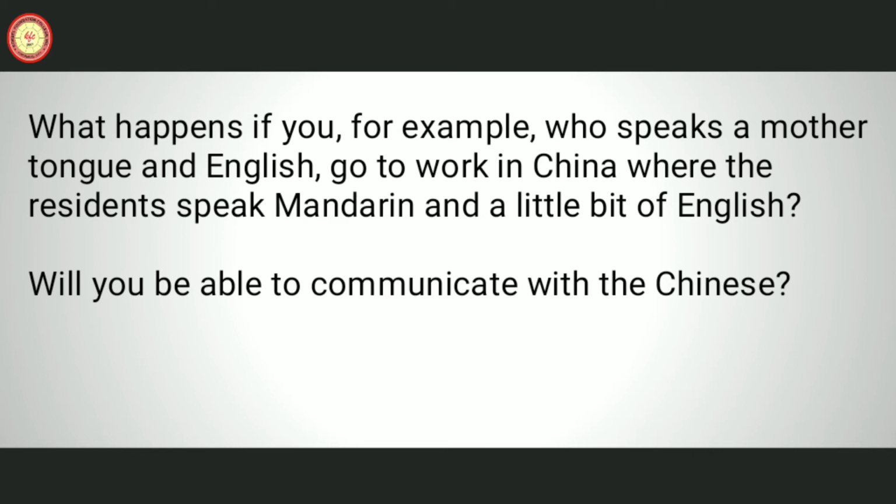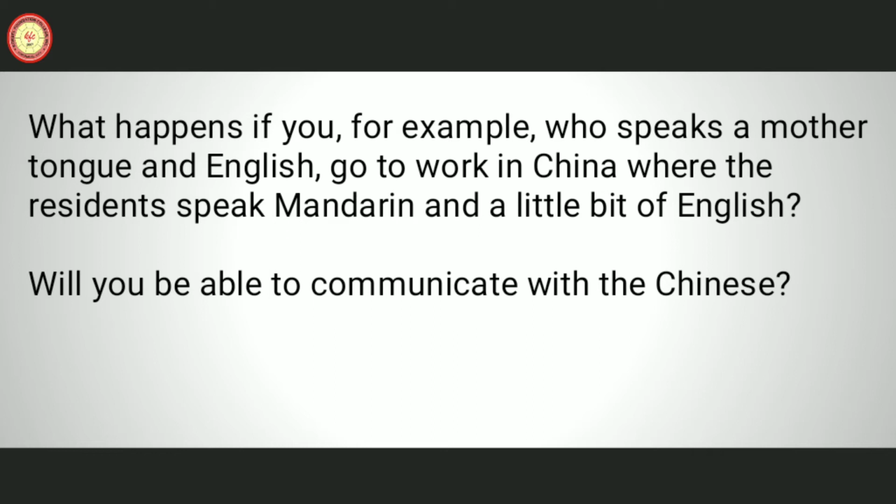Now, what happens if you, for example, who speaks a mother tongue and English, go to work in China, where the residents speak Mandarin and a little bit of English? Will you be able to communicate with the Chinese? What's your answer? Okay, so the answer is yes.